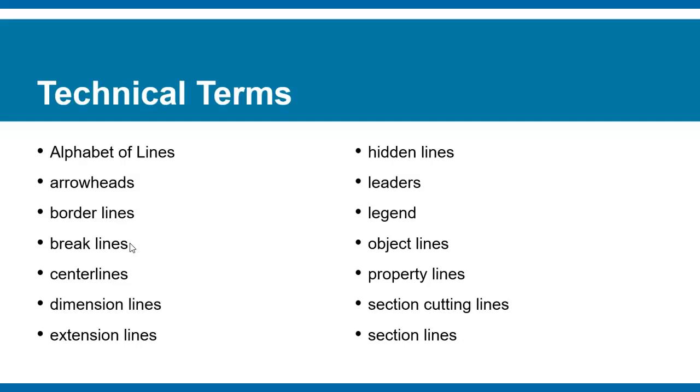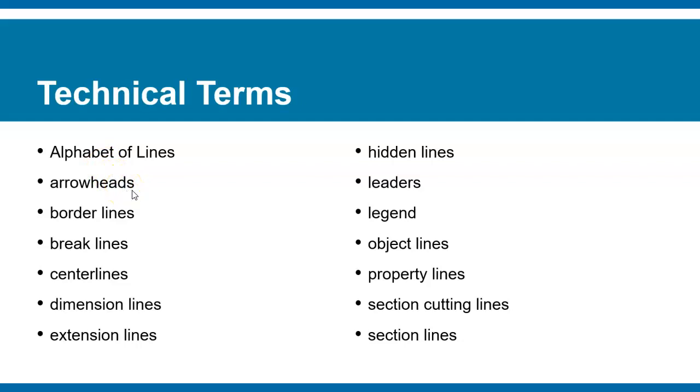Technical terms. These are words that you're going to use common every day when you're working in this particular field or discussing a particular drawing. Alphabet of lines. So that is pretty much as it sounds, a list, I wouldn't say complete, but a list of lines. We call them an alphabet because each line has its different meaning.